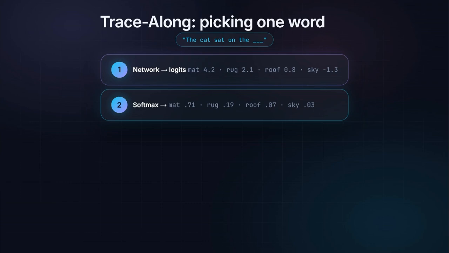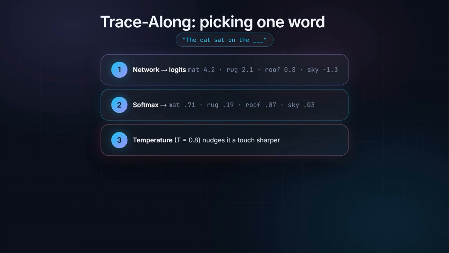Step 3, softmax those scaled logits: mat 82%, rug 12, roof 4, sky 1. Sharper than the default, exactly as we'd expect from T below 1. Step 4. Sample, roll a weighted die. Mat usually wins, but not always. That small chance on rug is real, and that's the point.